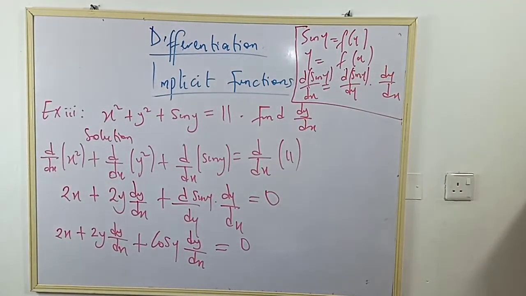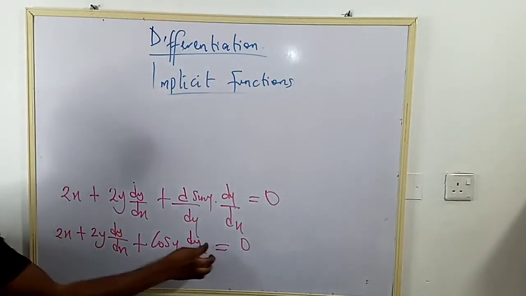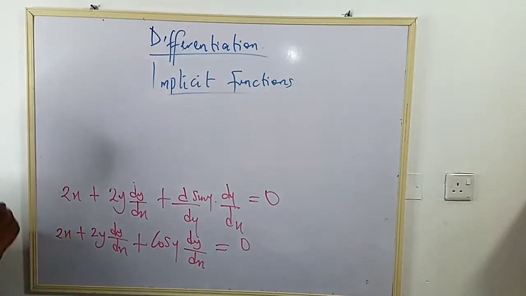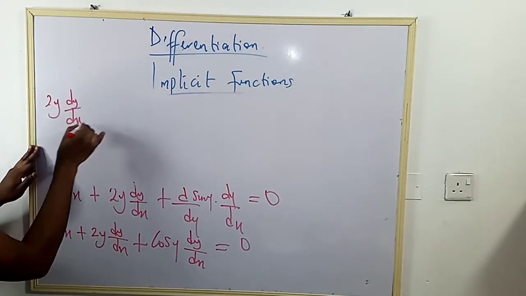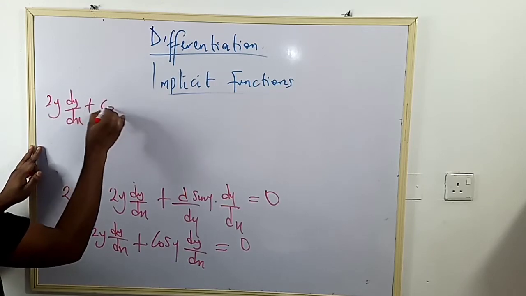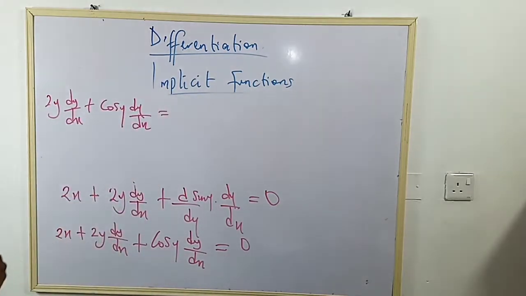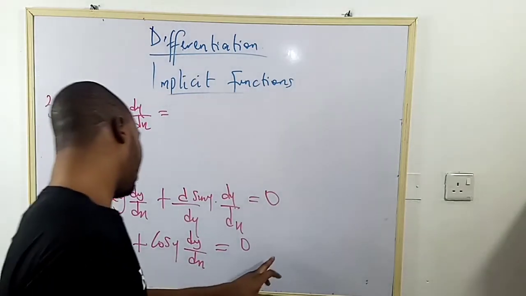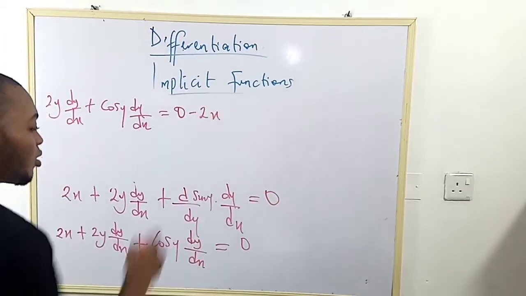That means we have to collect the like terms. You have 2y dy/dx and cos y dy/dx, so both of them are going to be on the left hand side: 2y dy/dx plus cos y dy/dx equals, now bring 2x to the right hand side. That will be equal to 0 minus 2x, right?